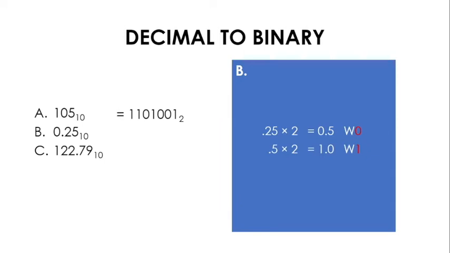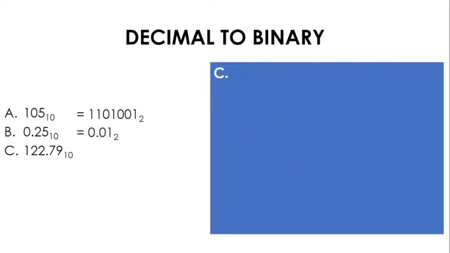Now that the fractional part of the product we have right now is equal to 0, we will stop the process, and all we have to do from this point is to rewrite the whole number parts we've taken from the products. The way to write it is opposite to how we did it in the first example. So instead of writing from bottom to top, we will write from top to bottom. So the binary equivalent of decimal 0.25 is equal to 0.01.